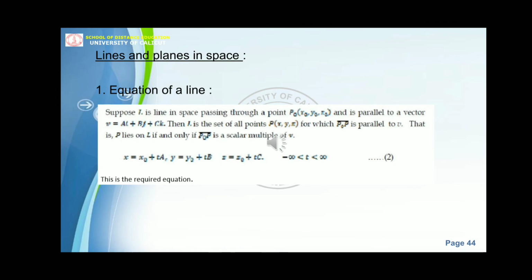Now for any point P denoted by the coordinates x, y, z on L, the vector P0P is parallel to v. That is, the point P lies on L if and only if the vector P0P is a scalar multiple of v. So this gives the equation of a line. The equation of the line will be x = x0 + ta, y = y0 + tb, and z = z0 + tc.